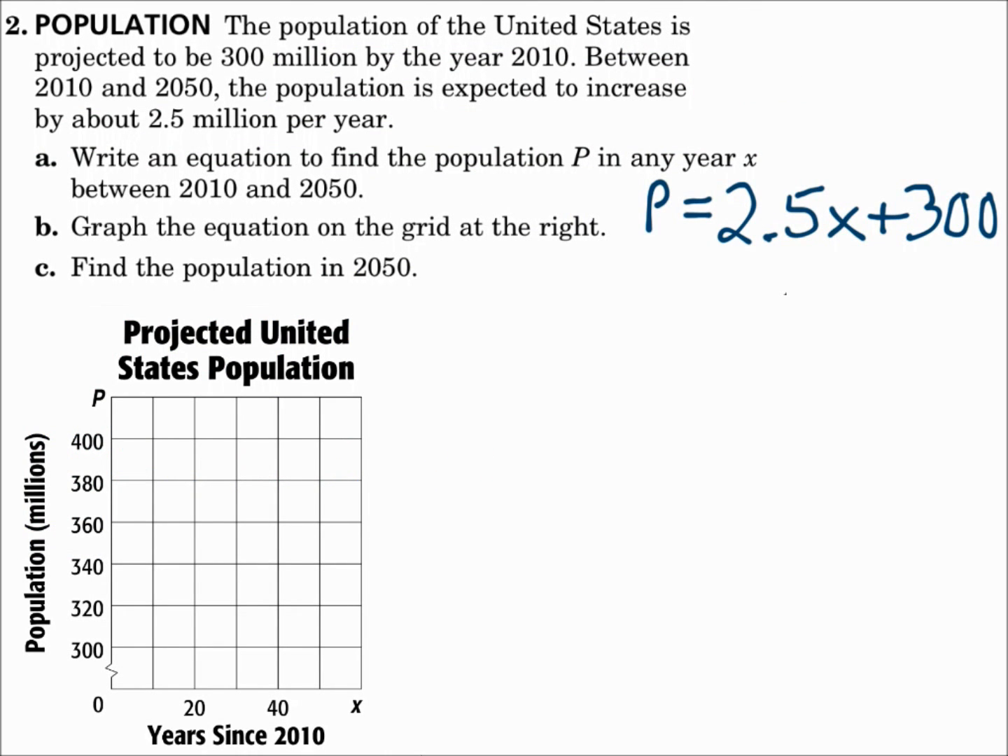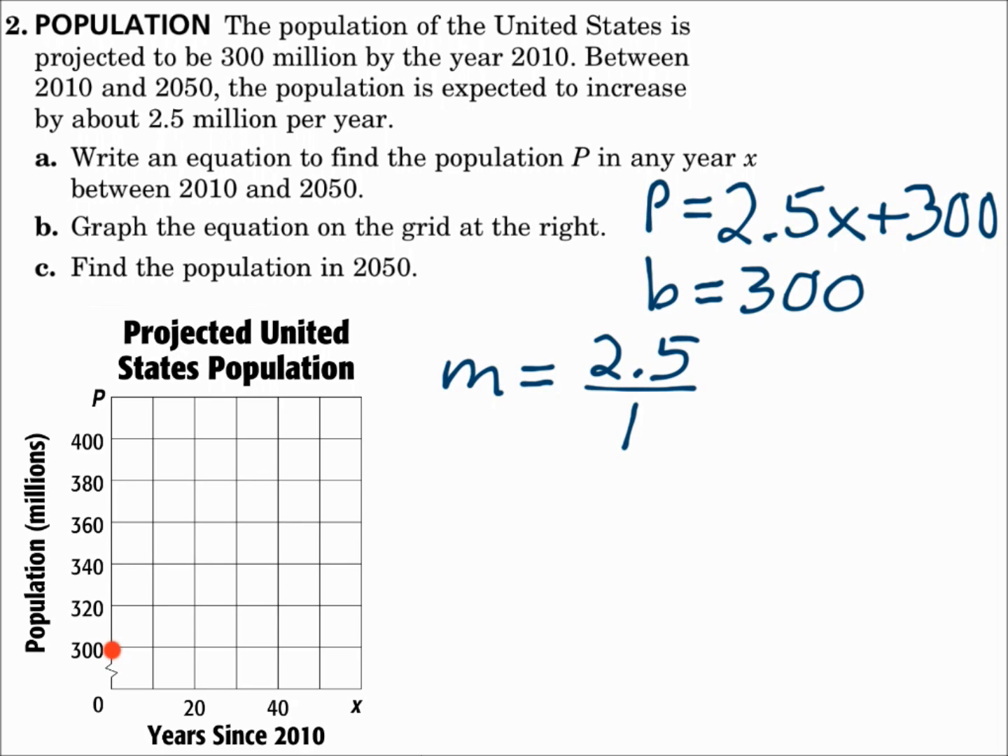B. Graph the equation on the grid. To graph, we need a starting point, which is the y-intercept. The y-intercept is 300. That's 300 million. And since our y-axis is the population in millions, let's put a point at 300. Use the slope to find the next point. The slope is 2.5. We can put that over 1 so we can rise over run.